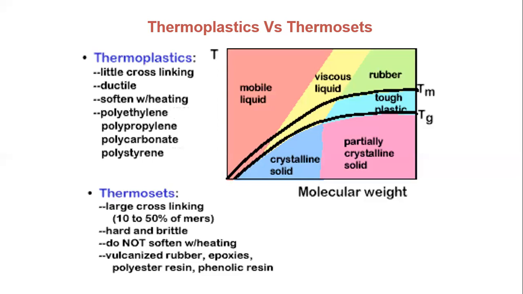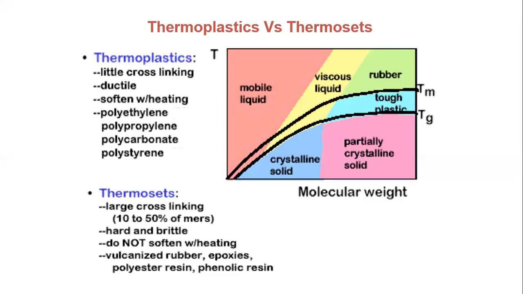The best examples for thermosetting polymers are vulcanized rubber, epoxies, polyester resins, and phenolic resins. So these are the different types of examples which we can see in thermosetting polymers, that is vulcanized rubber, epoxies, polyester resin and phenolic resin. So these are the different examples for thermosets.